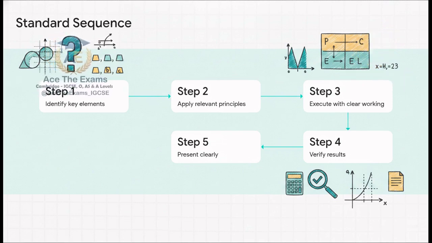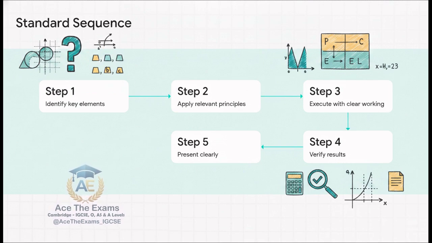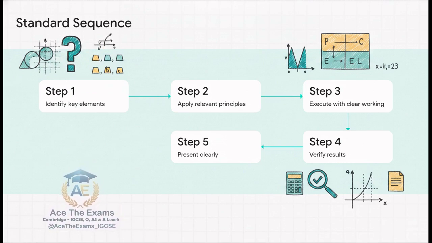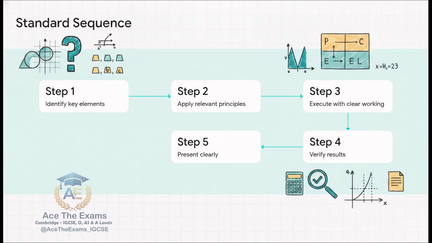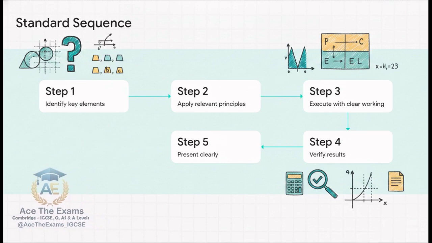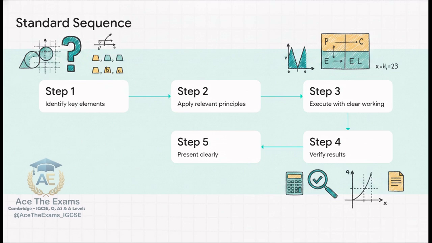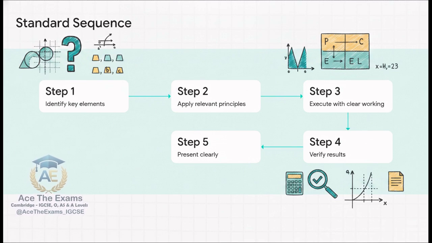Step 3. Execute analysis with clear working. Now this is where we heavily rely on the PEL framework: point, evidence, explanation, link. Make your mathematical point, provide the algebraic evidence, explain your steps clearly, and link it right back to the original command word. Step 4. Verify results. Take a value, plug it back in, and check it. Step 5. Present in appropriate format. Are your coordinates labeled properly? Is the curve perfectly sharp where it meets the axis?